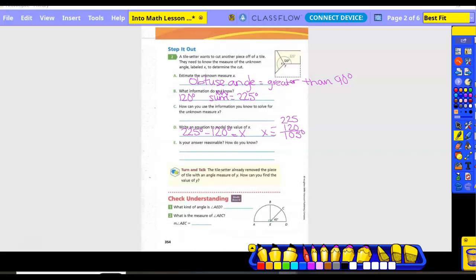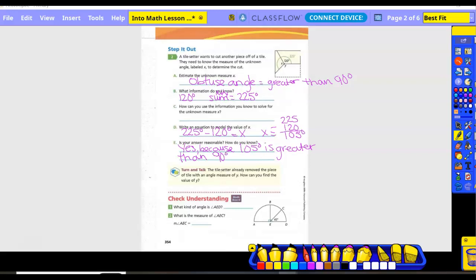Okay, now on E, they want to know, is your answer reasonable? So do I put yes or no? Yes. So yes, because, why? What did we say on letter A? That it would be an obtuse angle and it would be greater than 90 degrees. So is 105 an obtuse angle? Yes. Is it greater than 90 degrees? Yes. Okay, so because 105 degrees is greater than 90 degrees.